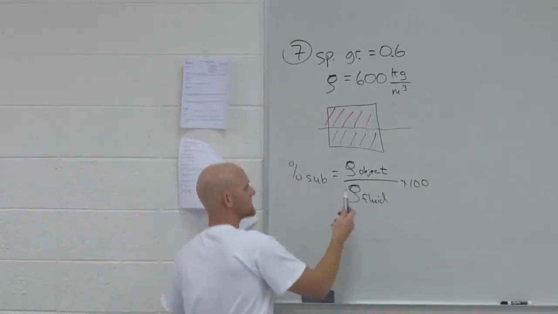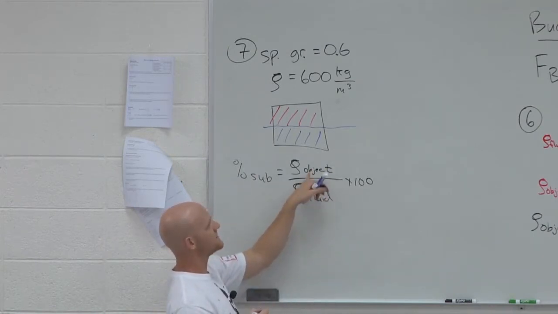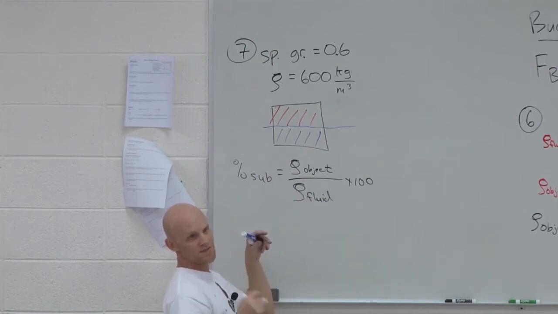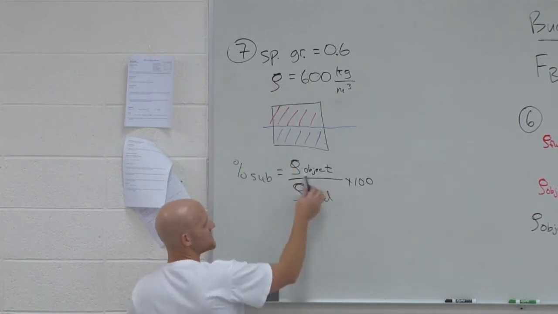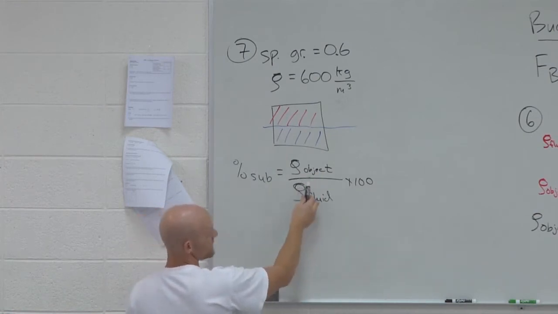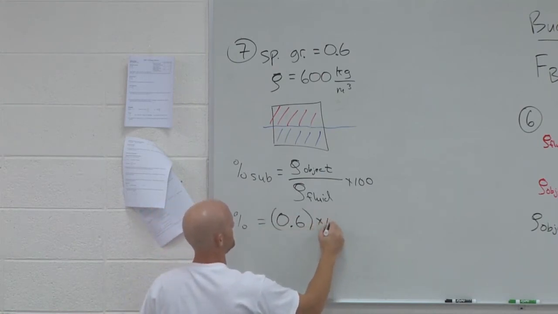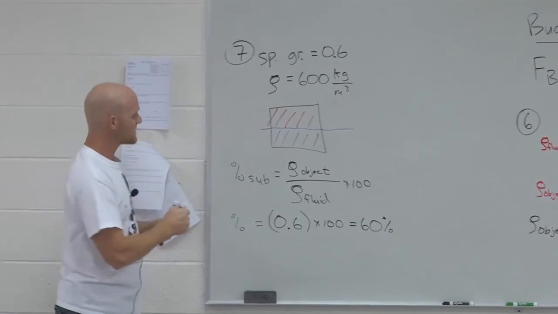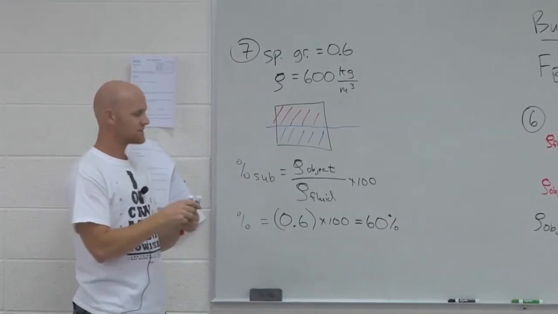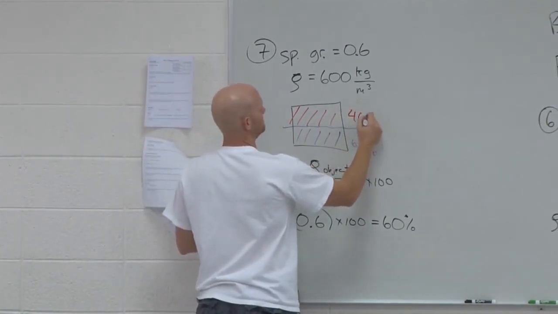Cool. And so in this case, notice the density of the object over the density of the fluid. What is that the same as if the fluid is water? What's 600 over 1,000? 0.6, which in this case, density of an object relative to the density of water is called specific gravity. So notice this equation actually, if you're dealing with water, just means specific gravity times 100. And so your percent submerged in this case is equal to 0.6 times 100, or 60%. So then the question is how much is above the surface? Well, the rest, which would be 40%.